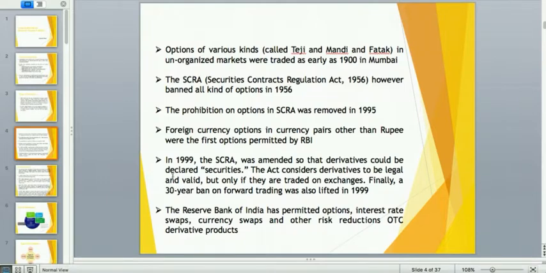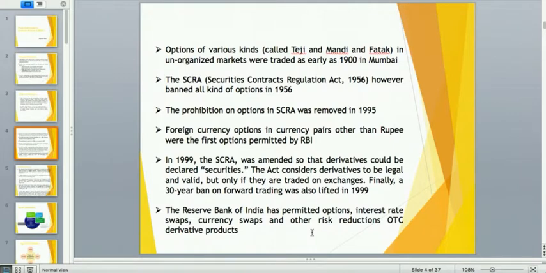So this step was very important when SCRA gave legal status to derivative securities in 99. And since then we have a lot of other options that are permitted through RBI. We have swaps, we have various other derivative products in India.